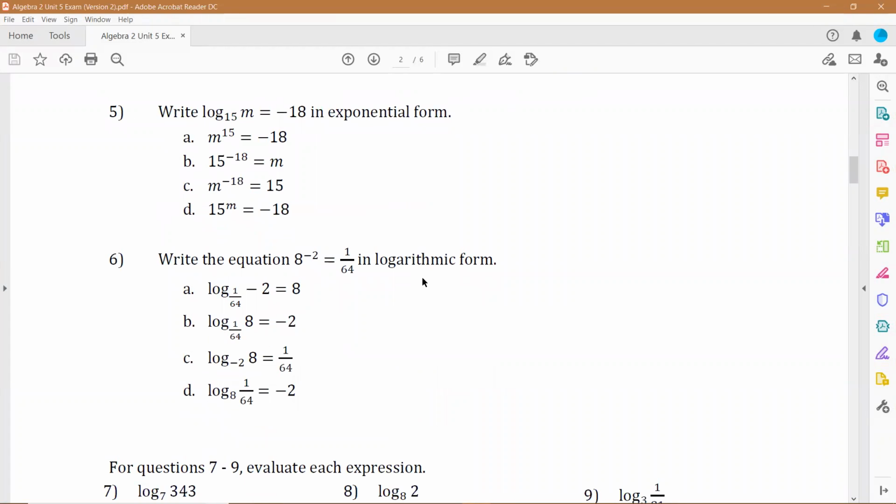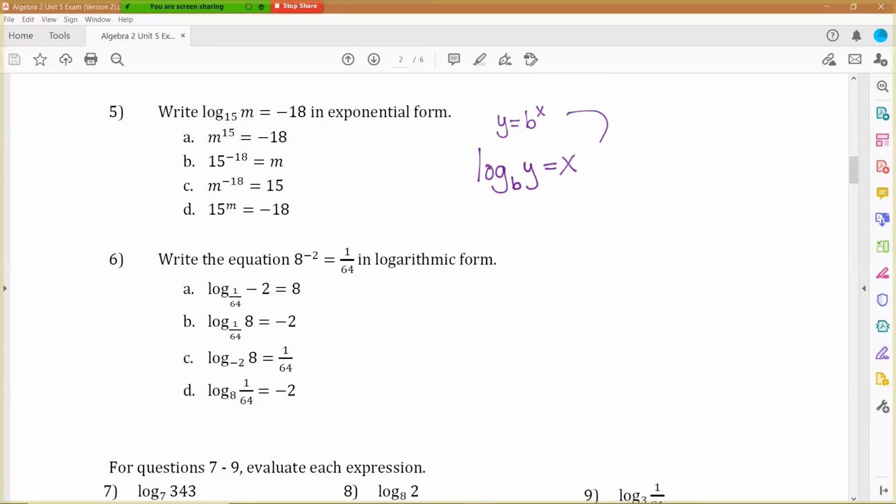Questions 5 and 6 on the back, we're giving you either a logarithmic equation or an exponential equation, and you're converting to the other. So for your test, I'll give you a reference sheet that has the conversions on them. But for now, here they are. So these are the 2 conversions. You can convert one way or the other.